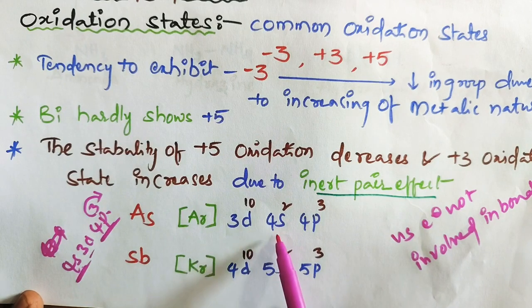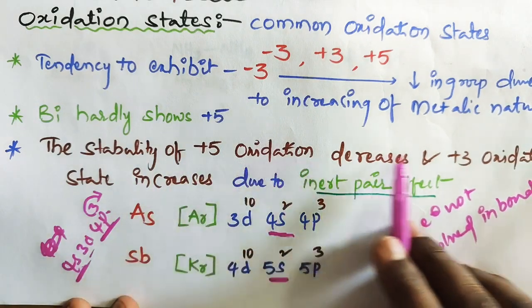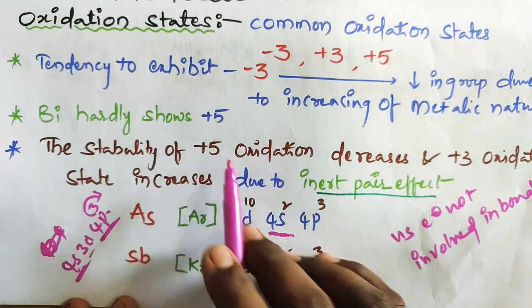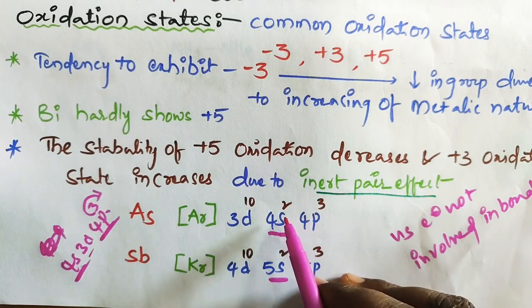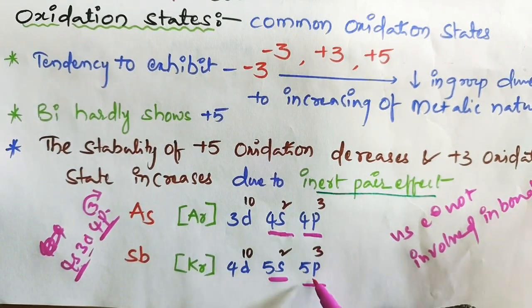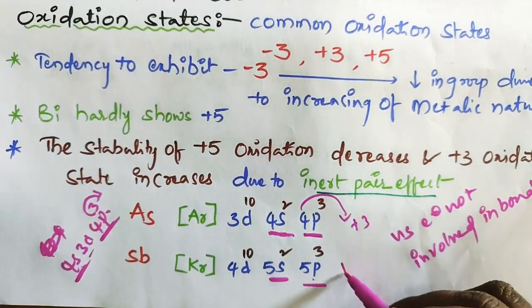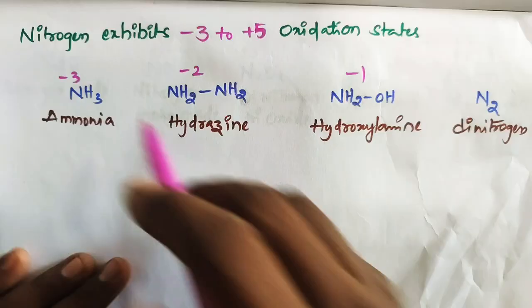This one, arsenic 3d10 4s2 4p3. So these s electrons are not involved, and in antimony the 5s2 electrons are not involved. Due to the presence of this inert pair effect, the stability of the +3 oxidation state increases. If the s electrons and p electrons are both involved, that shows +5. So only the p3, 4p3, 5p3 are involved, which means it is going to show +3. So the +3 oxidation state increases and the +5 oxidation state decreases.